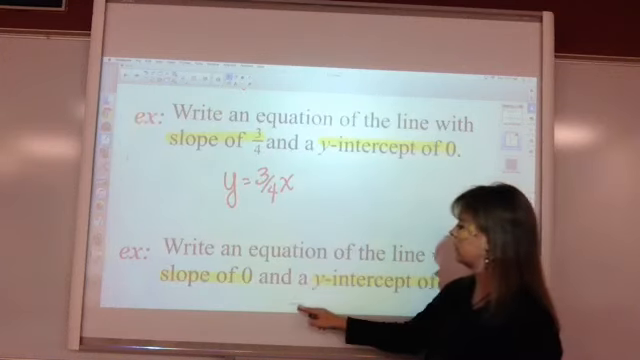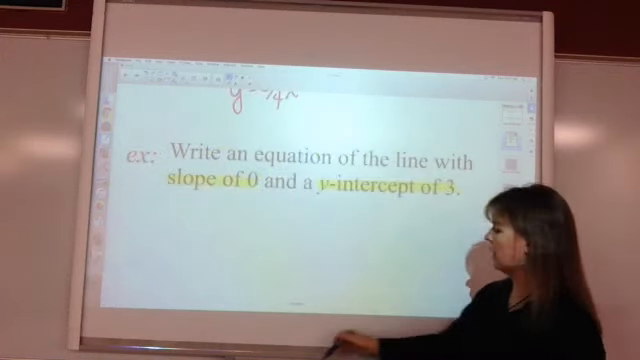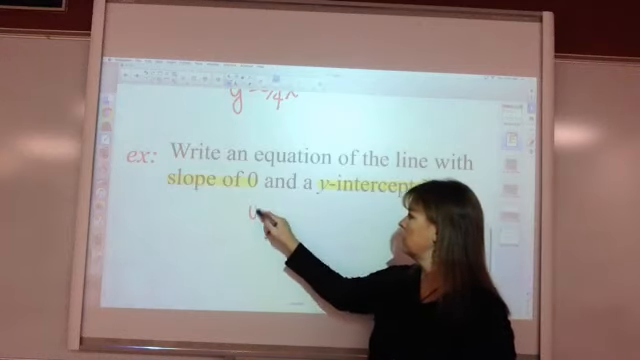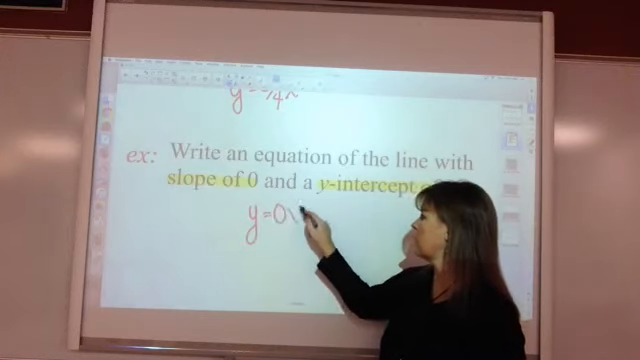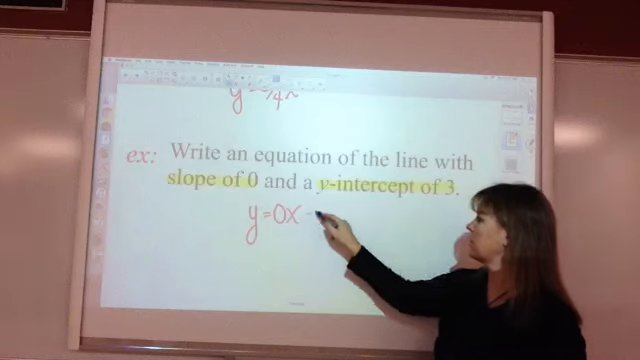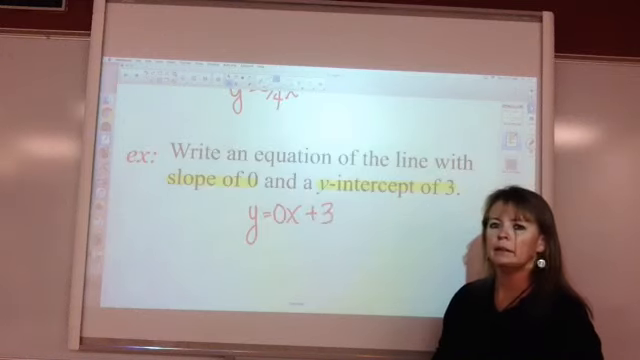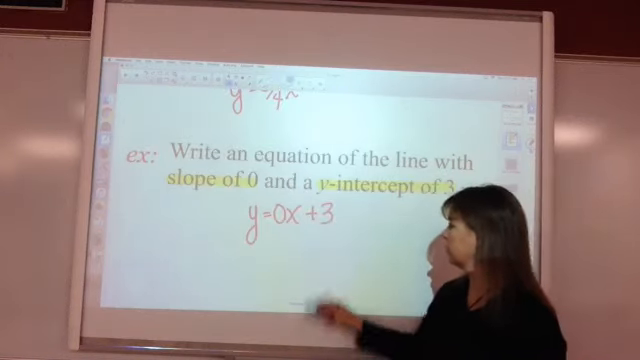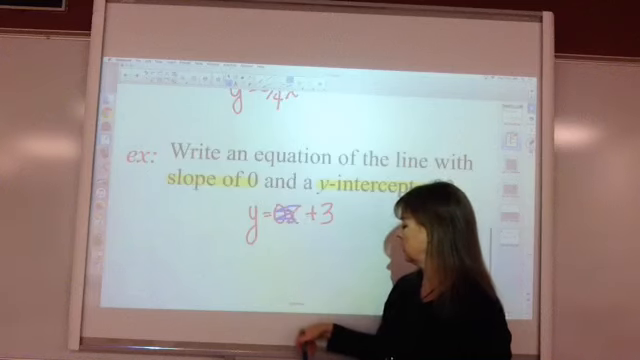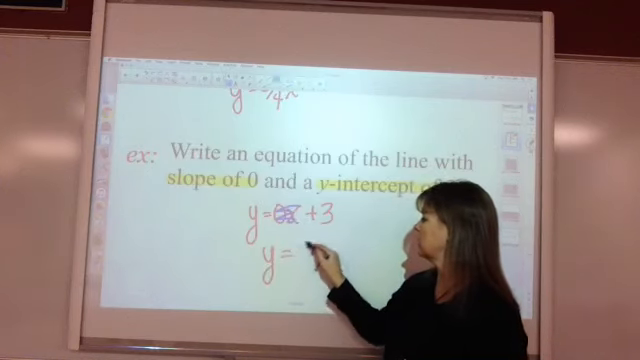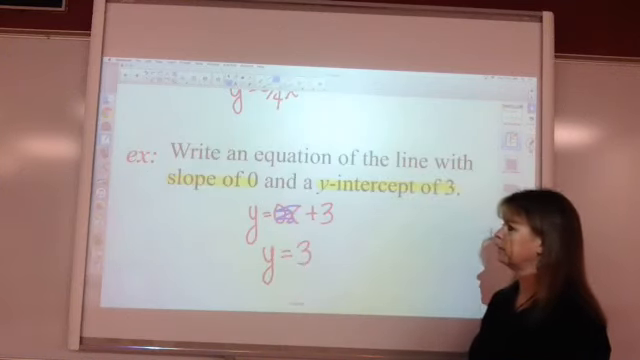Okay, so there is one more of these. Write an equation of the line with the slope of 0, y equals 0x, and a y-intercept of 3. Unsimplified version, 0 times x is 0. Final answer, y equals 3.